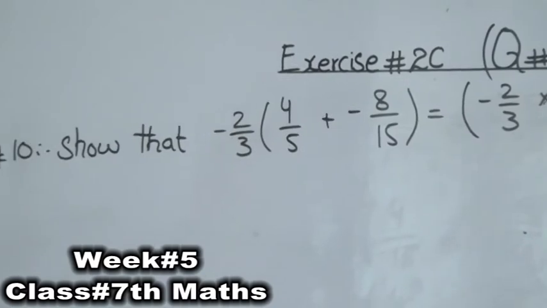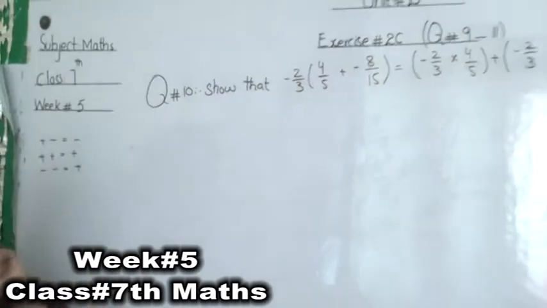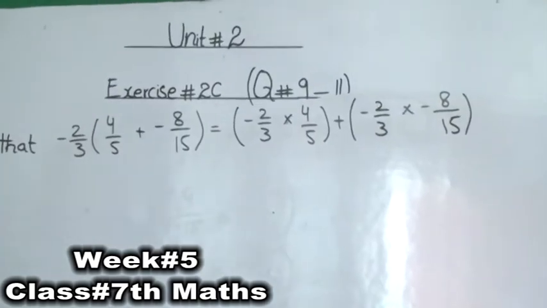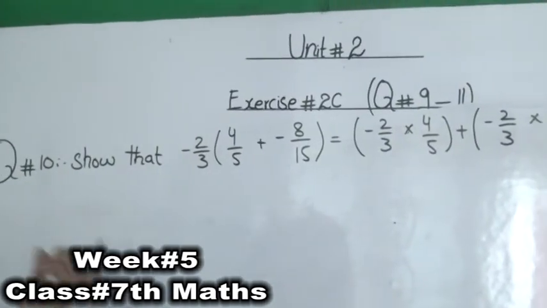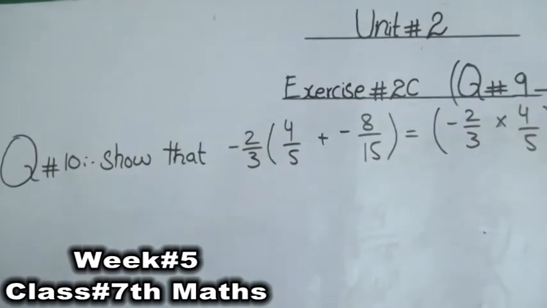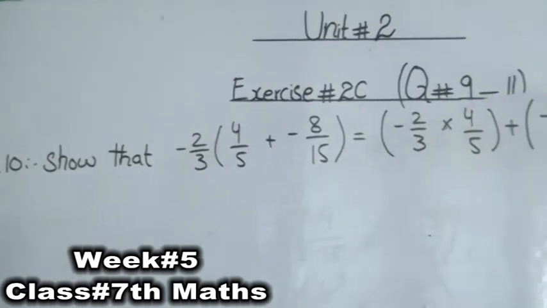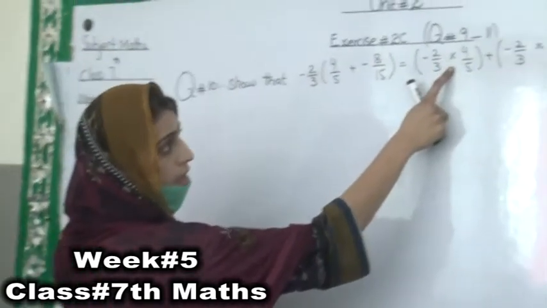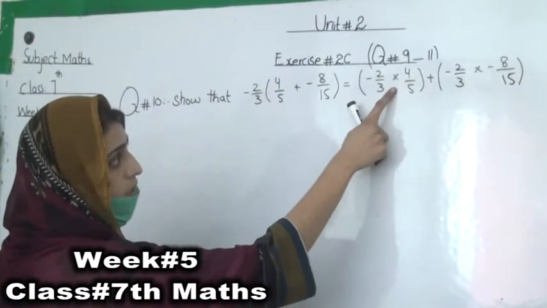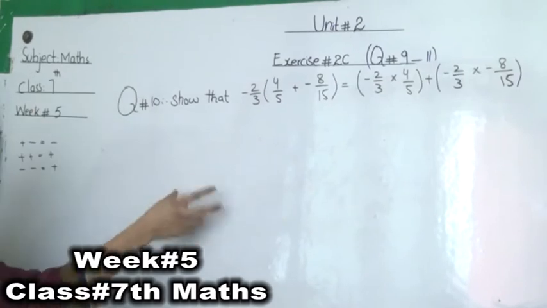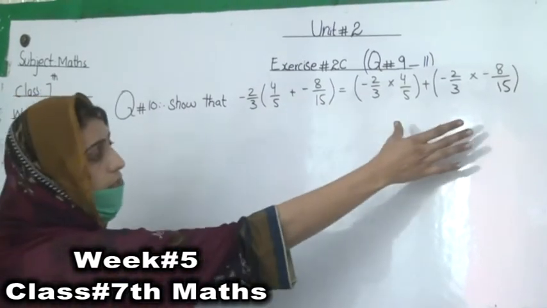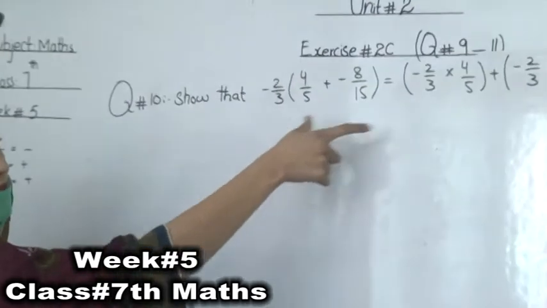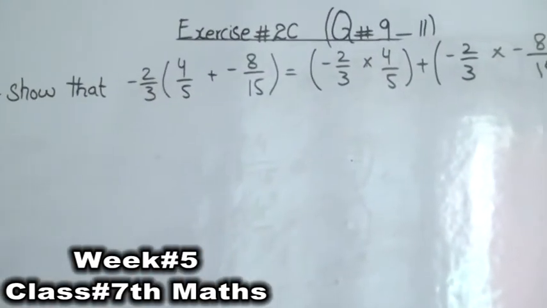In the previous question number 9, we have done the operation on rational numbers, but in that question there was only multiplication of rational numbers. But here addition and subtraction are included. Here again, this is the left hand side and this is the right hand side, and we have to show that the left hand side is equal to the right hand side.